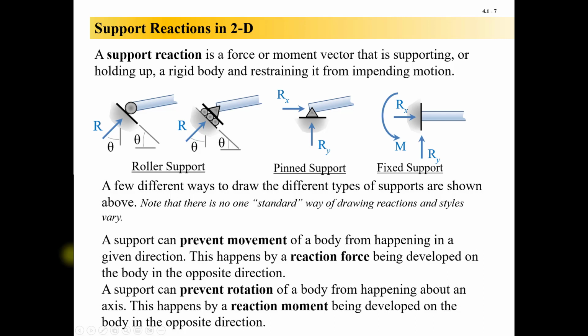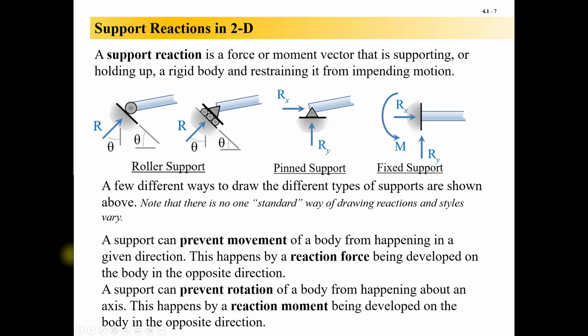So, as a general rule, if a support prevents translation of a body in a given direction, then a force is developed on the body in the opposite direction. And similarly, if a support prevents rotation, a couple moment is exerted on the body in the opposite direction. So supports are all about stopping movement. If you're standing on the ground, the earth wants to pull you even deeper. It's just that the ground is stopping that translation. It's stopping you from moving closer, and the way it's doing that is by putting a force against you.